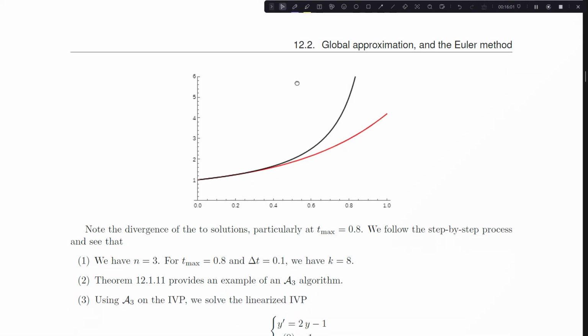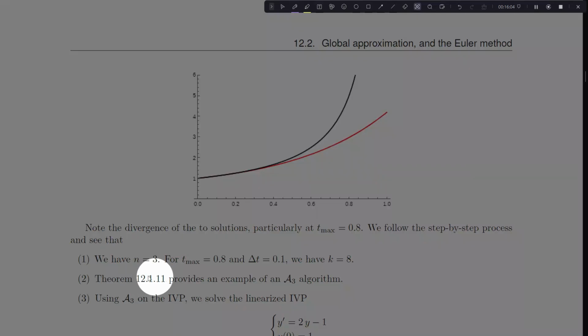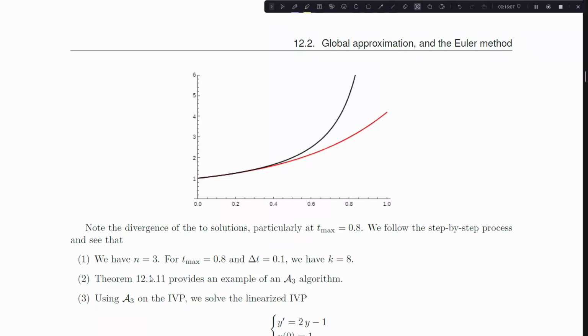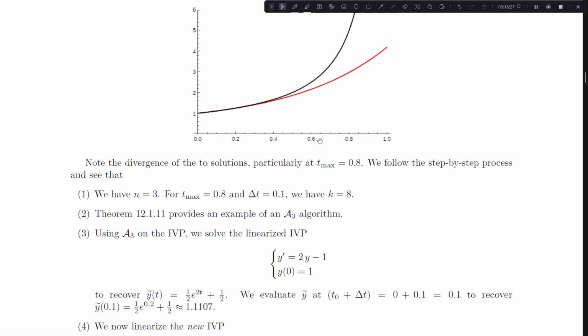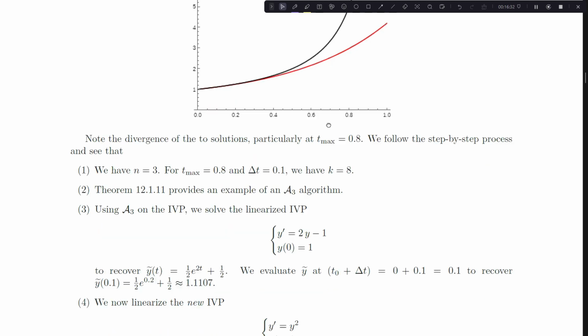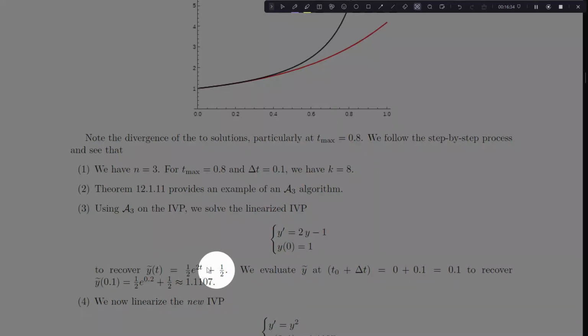In step 2, we need to find an algorithm which is actually of second order, and theorem 12.1.11, our linearization theorem, provides an example of an A2 algorithm. And using A2 on the IVP, we are going to linearize, right? If we linearize at the initial condition, we recover the IVP y prime equals 2y minus 1 and y of 0 is 1. And we get an approximate solution, which is 1/2 e to the 2t plus 1/2.